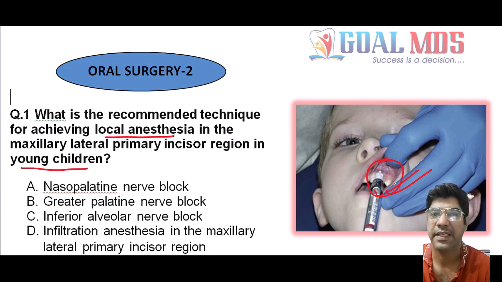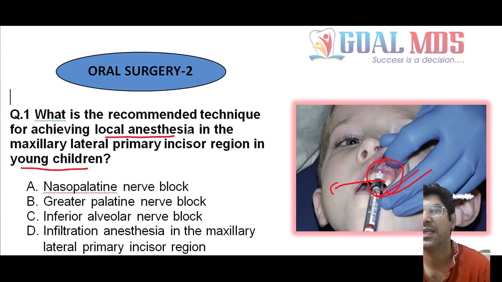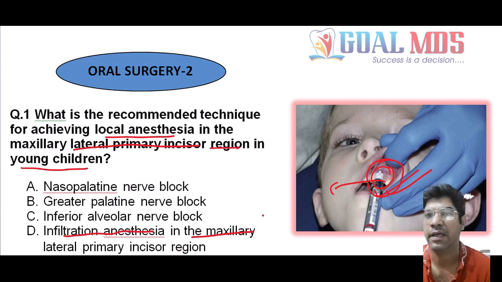This technique is commonly used for providing local anesthesia in a specific tooth region, including the maxillary lateral primary incisors. So for a specific tooth, we can give infiltration anesthesia, and the answer of choice here would be D.